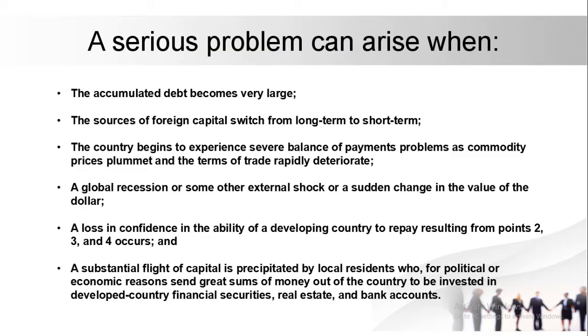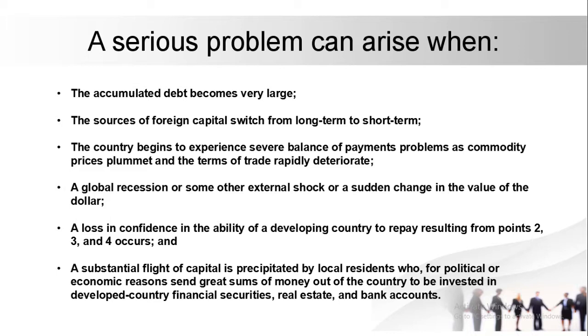A serious problem can arise, however, when the accumulated debt becomes very large so that its rate of increase naturally begins to decline as amortization rises relative to new gross inflows. Second, when the sources of foreign capital switch from long-term, fixed concessional terms to short-term, variable rate private bank loans at market rates that cause the rate of interest to rise.